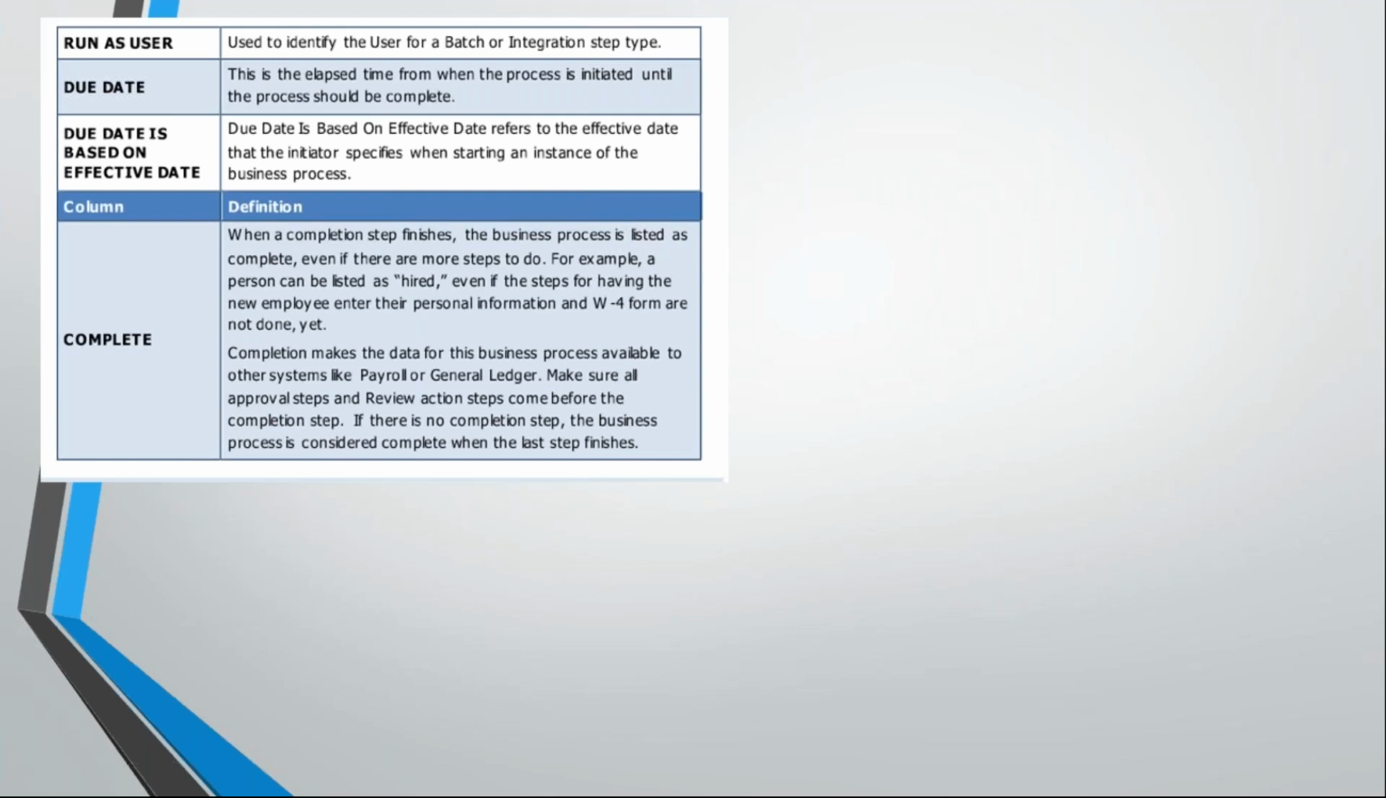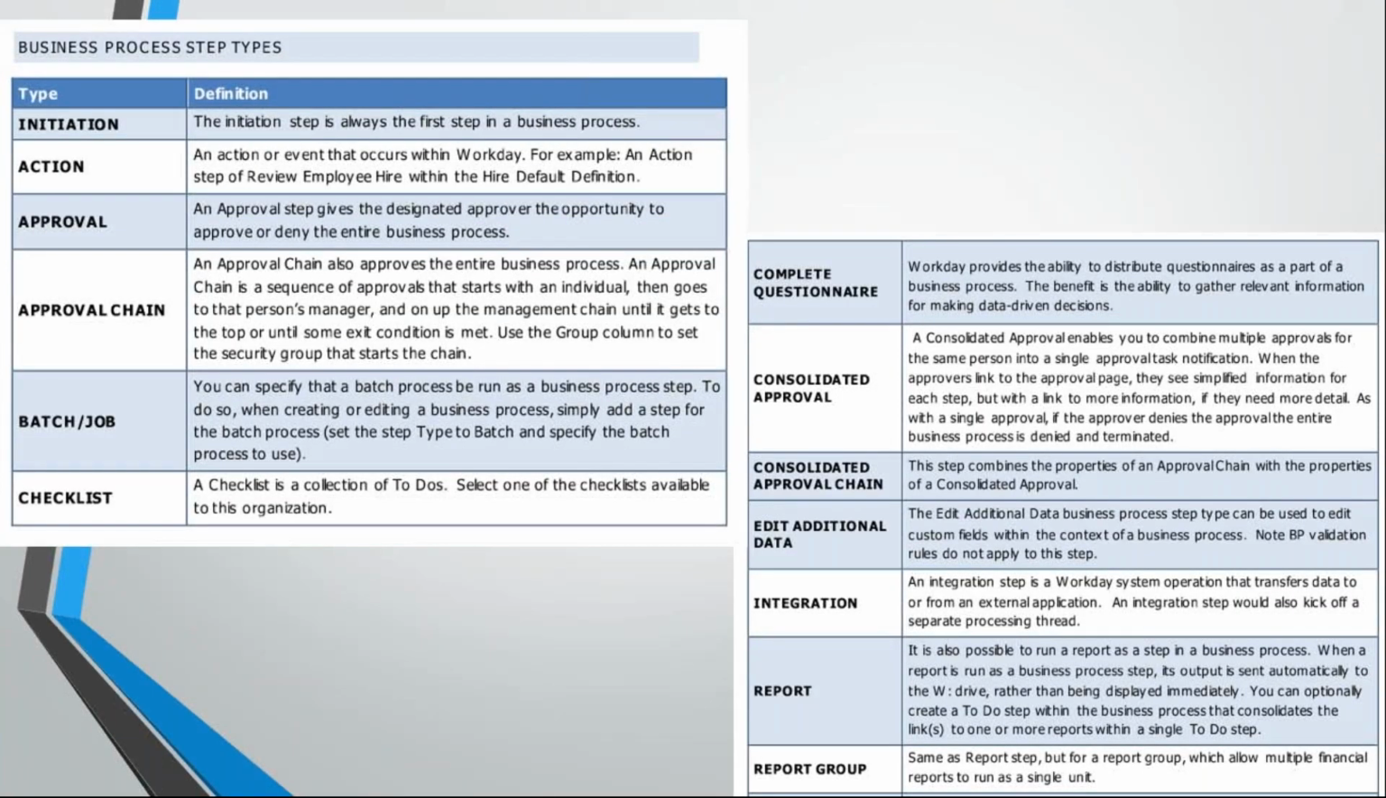So that means when you set the J or K step as a complete, once the HR manager completes that J step, the business process status will automatically change to successfully completed. So those are some of the things on the business process. And okay, so the different types of steps that you can add on the business process.